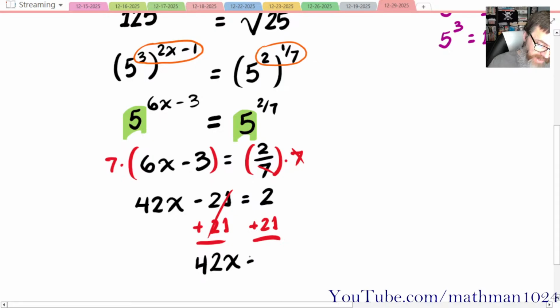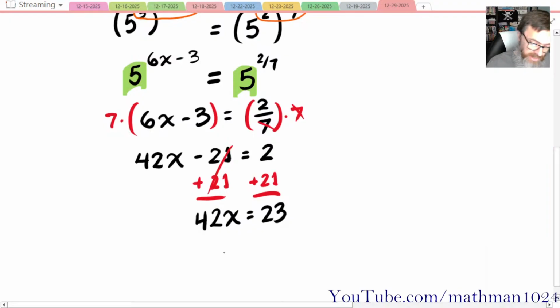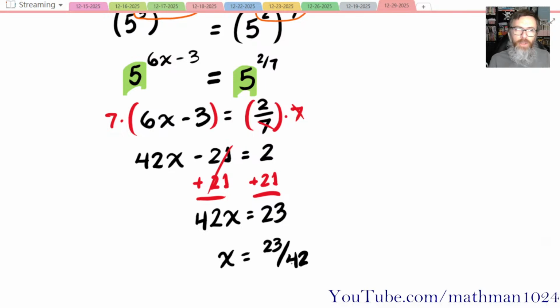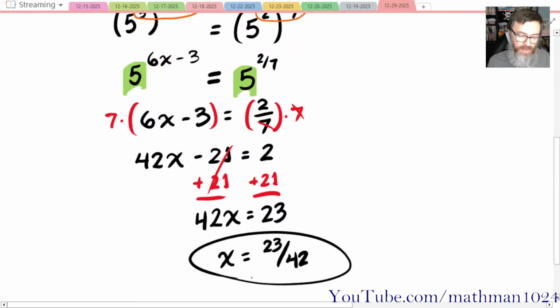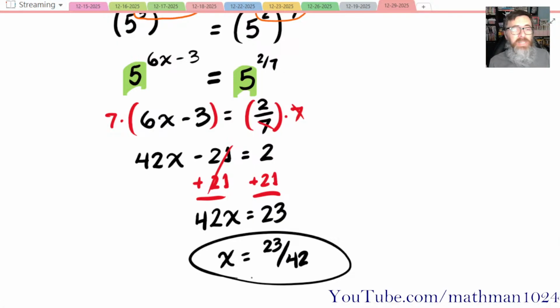So 42x equals 23. And divide both sides by 42. So x equals 23 over 42. And again, as I mentioned before, double check to see if there's any simplifying you can do. Hopefully you can recognize that 23 is a prime number. It doesn't go into 42 evenly. And so that's all we have to do for the problem. That's it. Don't try to turn it into a decimal because the decimal is not going to be nice if you do that. So this is totally fine.